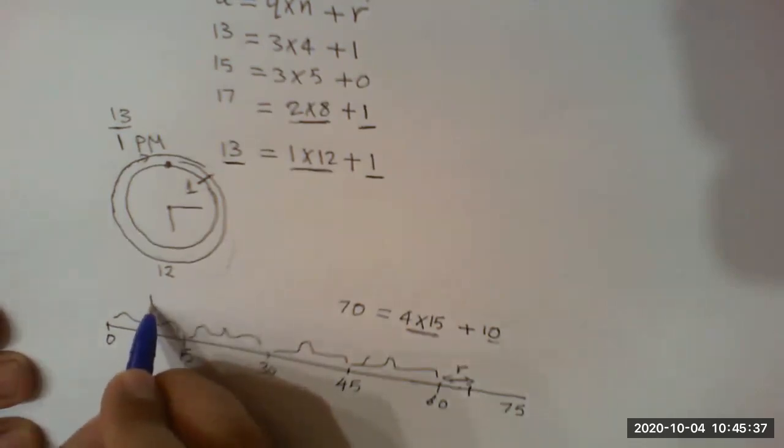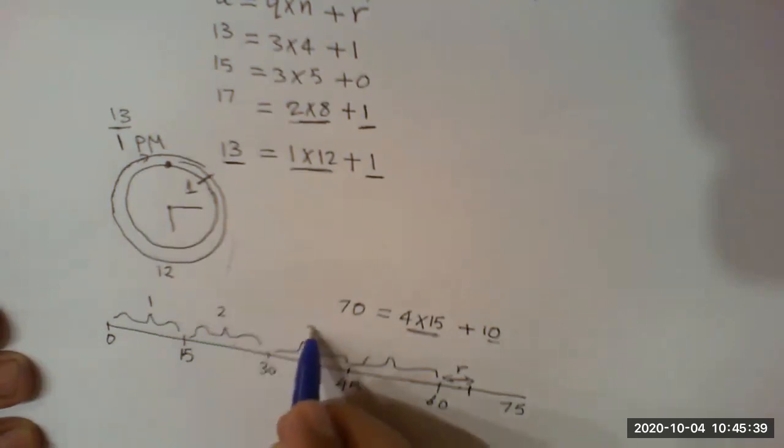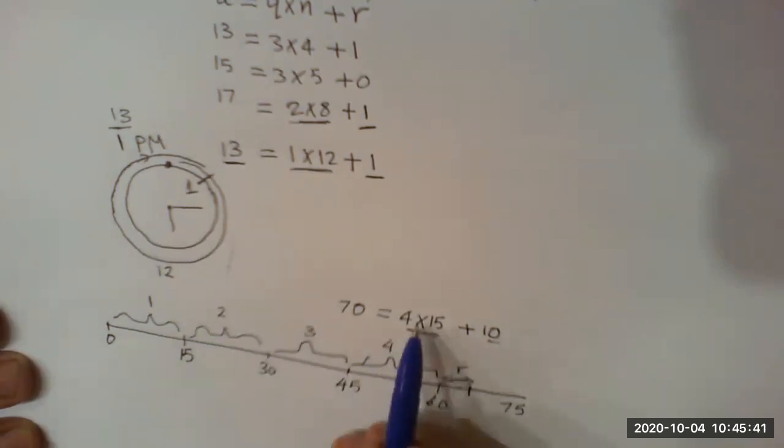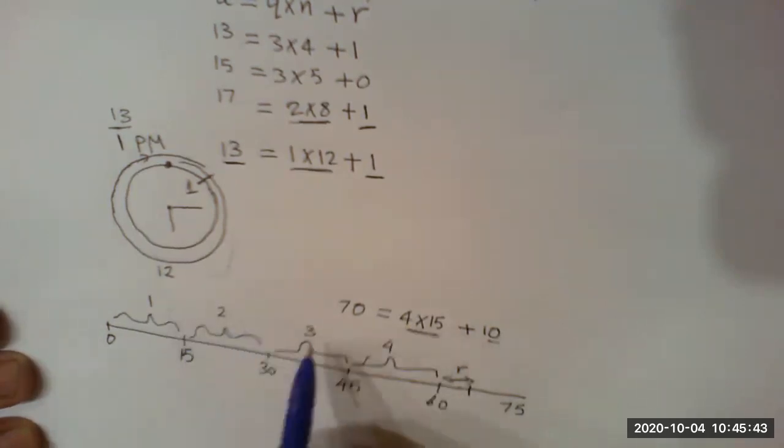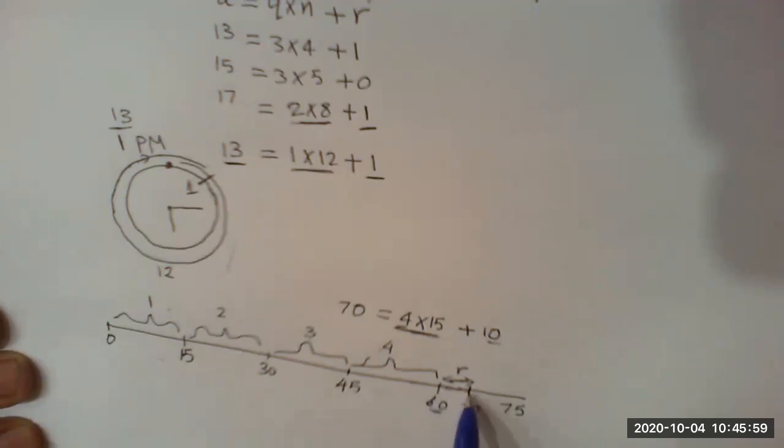So this is the first cycle, the second cycle, the third cycle, and the fourth cycle: 1, 2, 3, 4, this is 4. And 15, this is the period. And this is the remainder, because I have here 60, this is 70. So the distance here is 10.